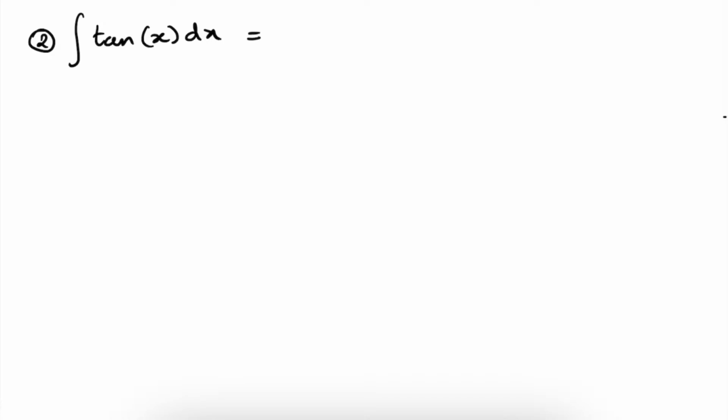The first step of solving this integral is to write the tangent of x as the sine of x divided by the cosine of x, which is basically the definition of the tangent of x. And at this point, we look at this integral and we see that the numerator is actually minus the derivative of the denominator.